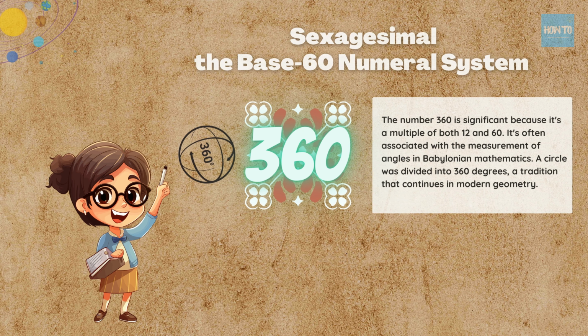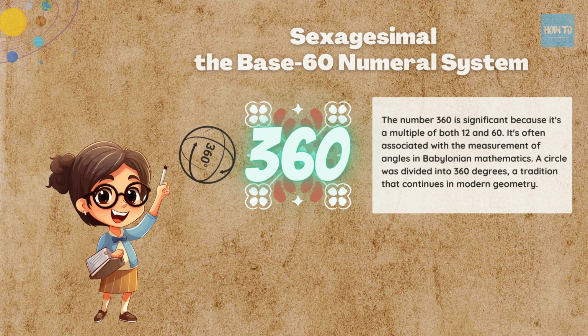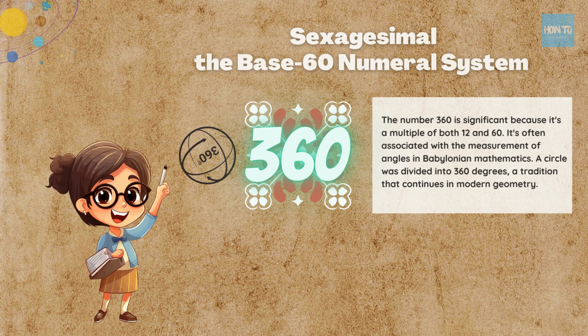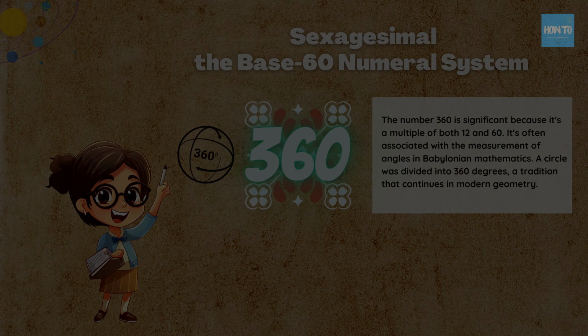360. The number 360 is significant because it's a multiple of both 12 and 60. It's often associated with the measurement of angles in Babylonian mathematics. A circle was divided into 360 degrees, a tradition that continues in modern geometry.